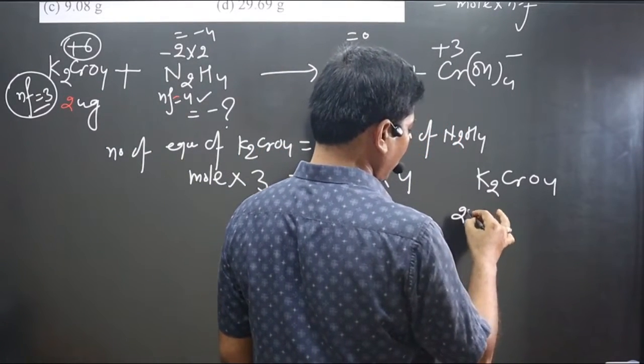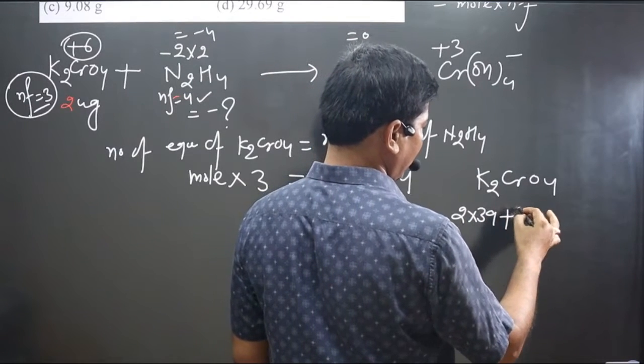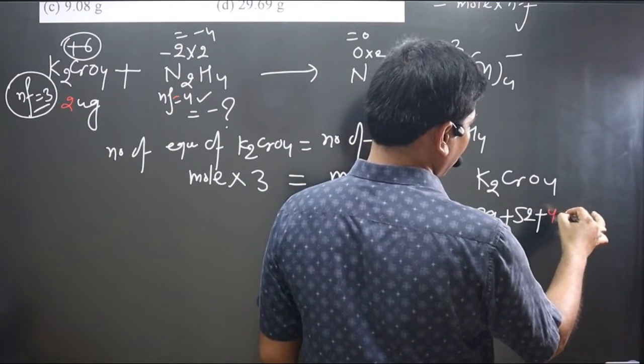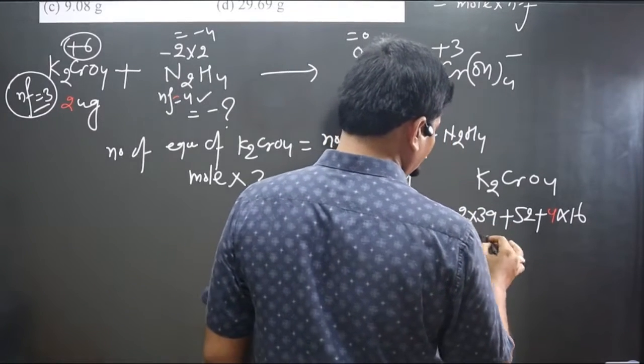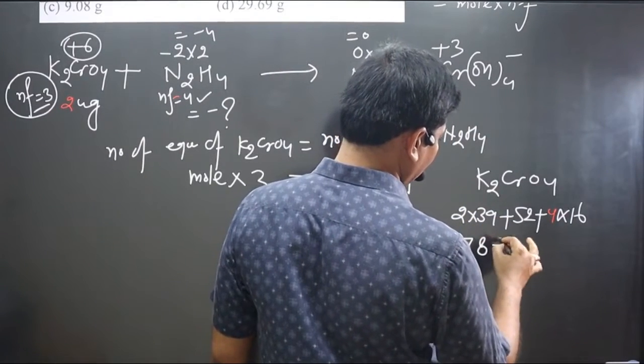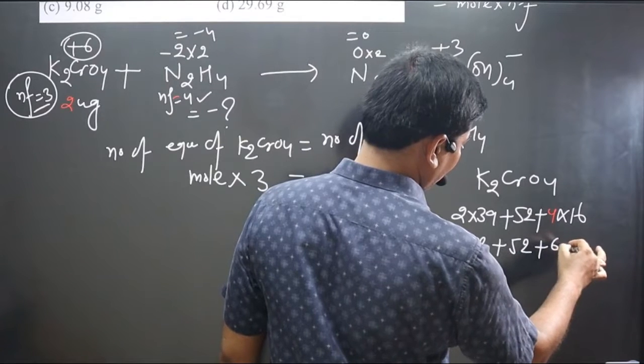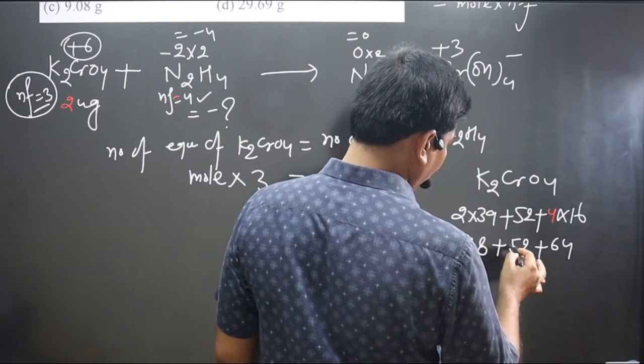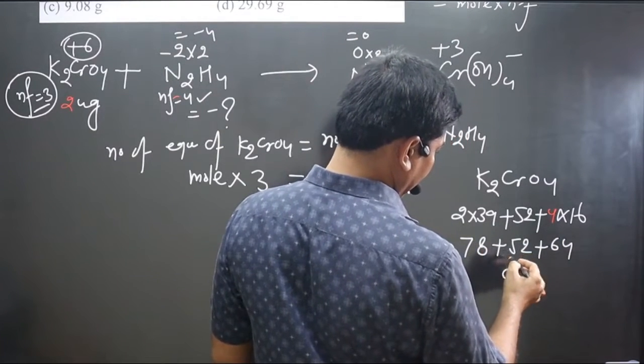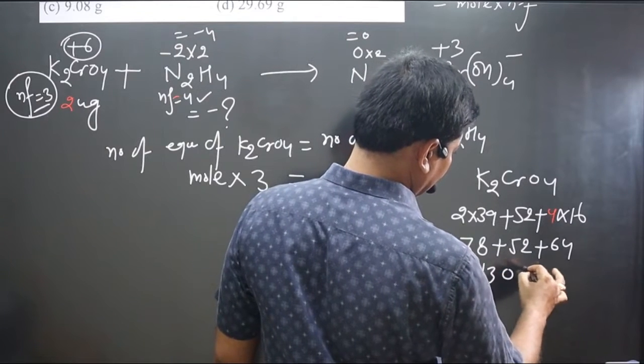2 potassium, each potassium is 39. Cr is 52. 4 oxygen, each oxygen is 16. 2 times 9 is 18, 2 times 3 is 6, 7 is there, 52 will be there, and this is 64.